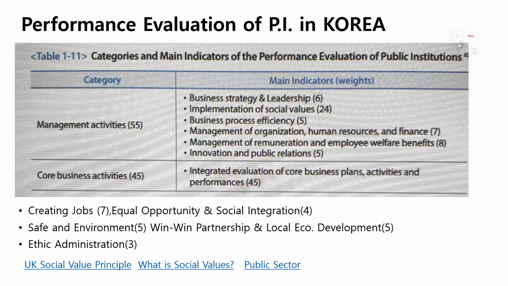Before that, business strategy and leadership, process efficiency, and organization, human resources and finance had around 30 points, but this time it changed. Implementing social value consists of creating jobs, 7 points; equal opportunity and social integration, 4 points; safety and environment, 5 points; winning partnership and local economic development, 5 points; and ethical administration, 3 points.